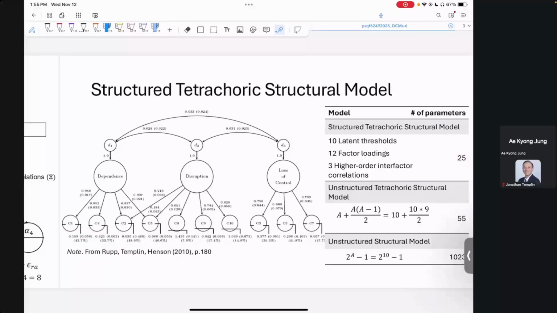And if we don't even model with the tetrachoric model, then if it was an unstructured structure model, it was 2 to the 10 minus 1. So in total we had 1,023. So we don't want to estimate this amount of parameters. So we want to reduce it this much using the structure model.